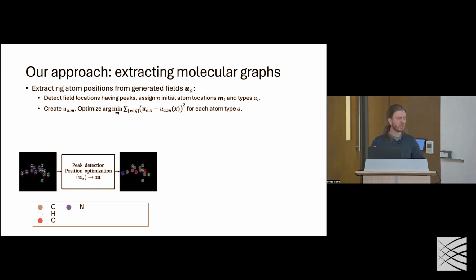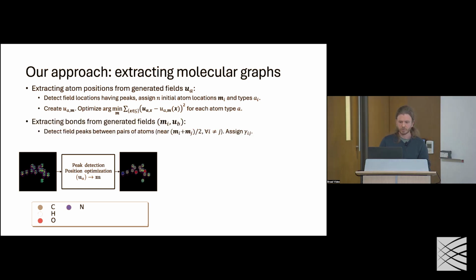What we do is essentially fit the functional form of the atom fields to the generated values. The bolded UAX here represents the generated field values at locations X in G. We want to minimize the squared error loss to the functional form of UAM of X for all the locations, for all the atom locations M. So we optimize the atom locations here.